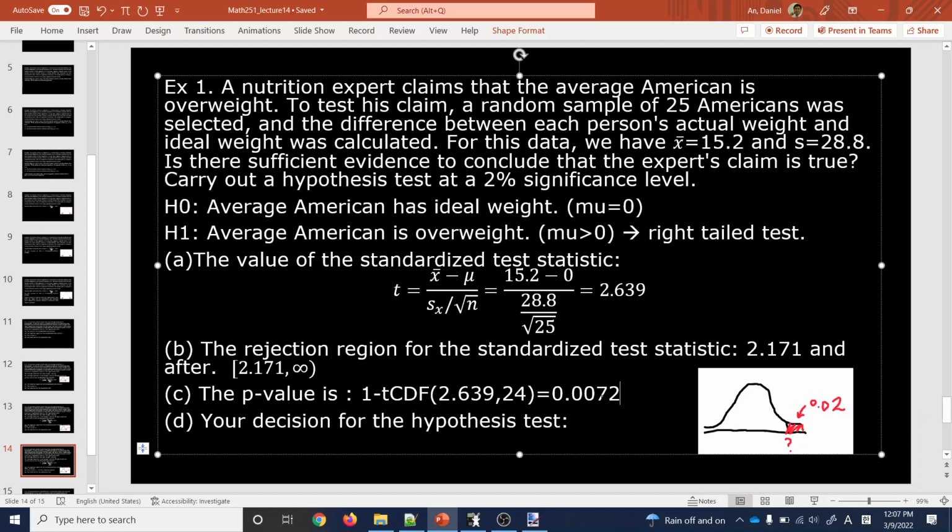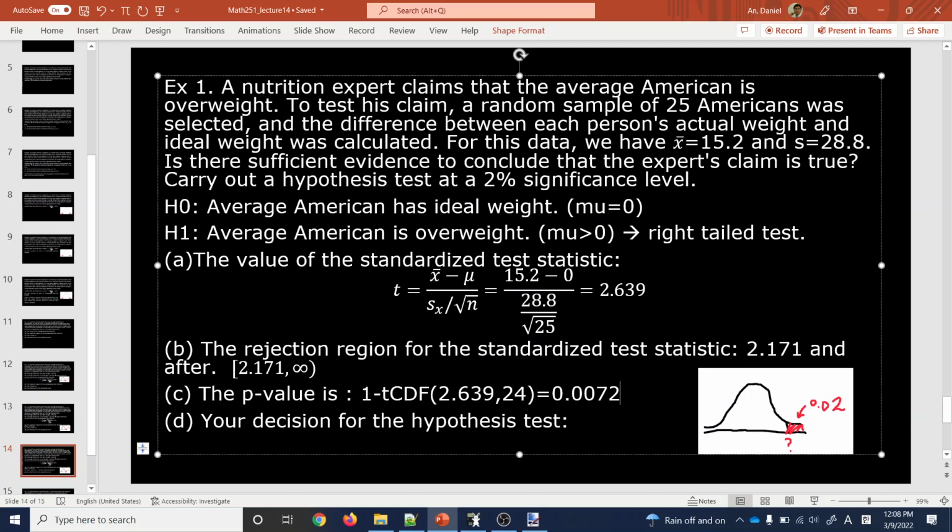Let me say this again. This is really important because you're going to be confused. When do you use the inverse? When you want the critical value, the z alpha over 2 or t alpha over 2, that's when you use the inverse. When do you use the CDF? When you're trying to find the p-value. Let's make sure that you understand that.